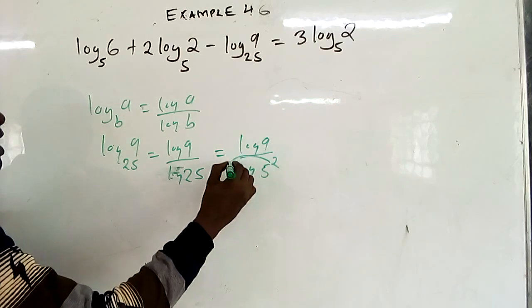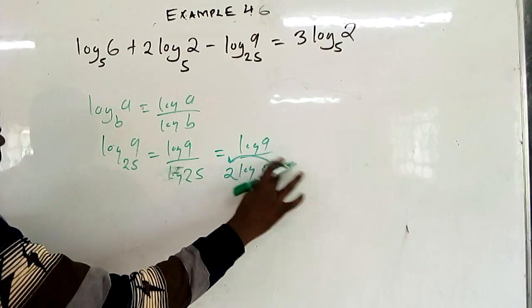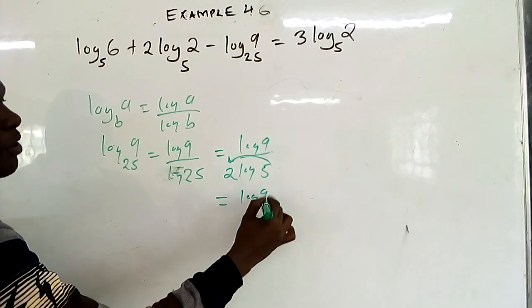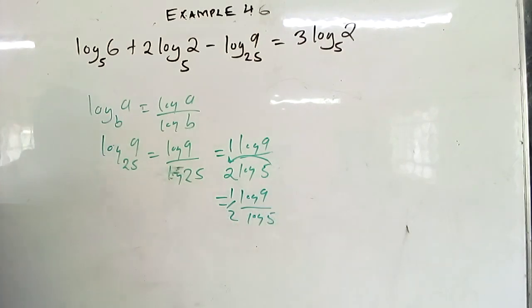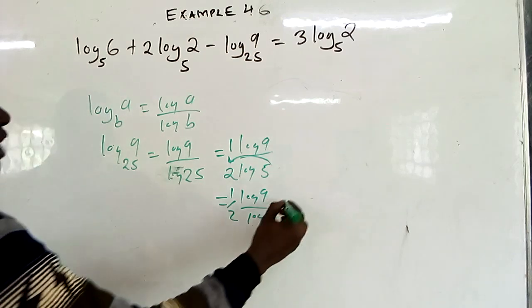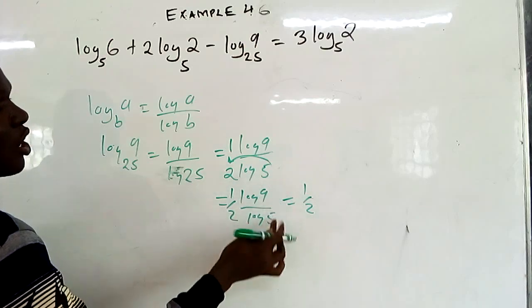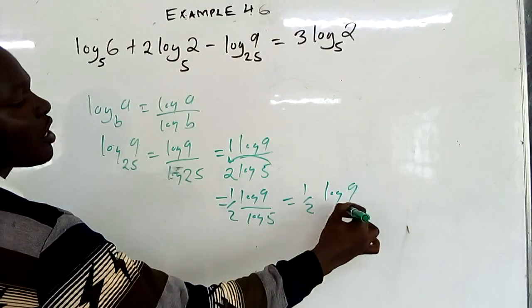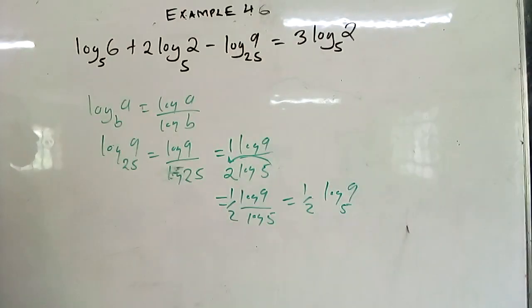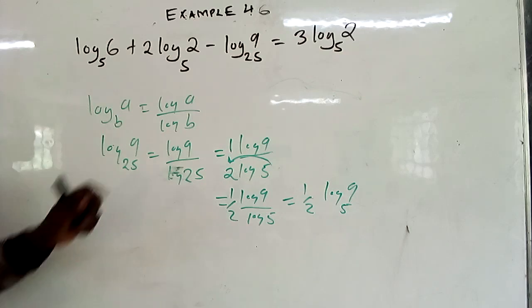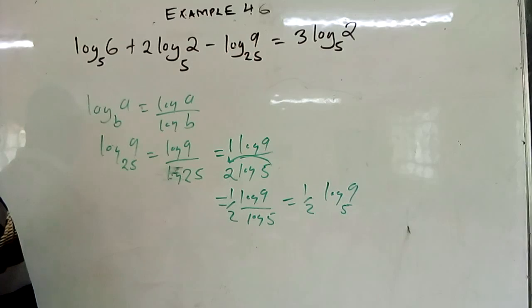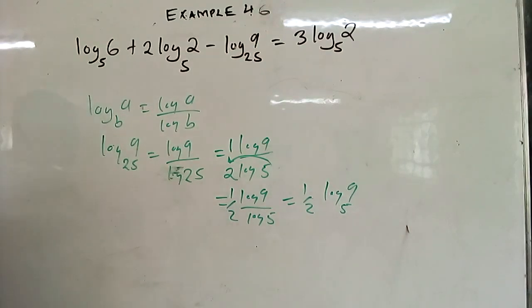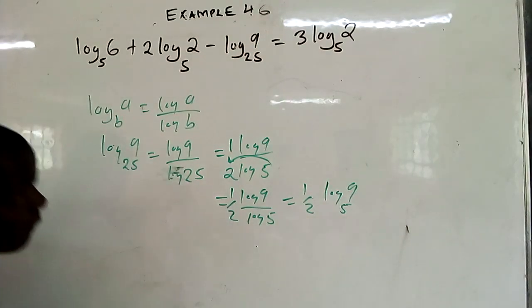Then the power is written as the coefficient. So it means we have 1 over 2 times log 9 over log 5, isn't it? 1 over 2 log 9 over log 5, which is the same as a half log 9 over log 5. It means it is log 9 to base 5. Are you seeing that? So we've transformed log 9 to base 25 to be a half log 9 to base 5. Are you seeing that? Are we together? So what do we have?